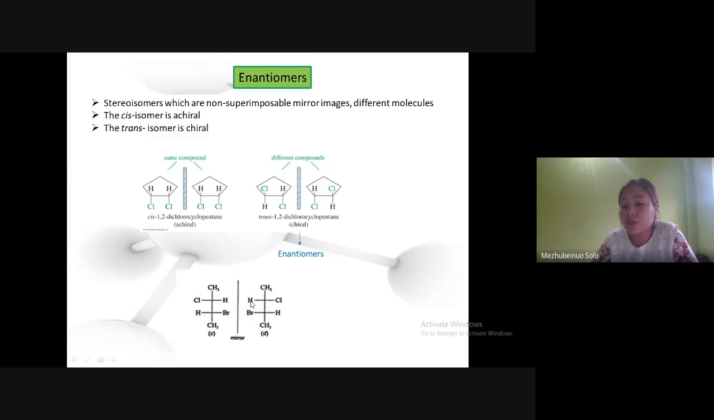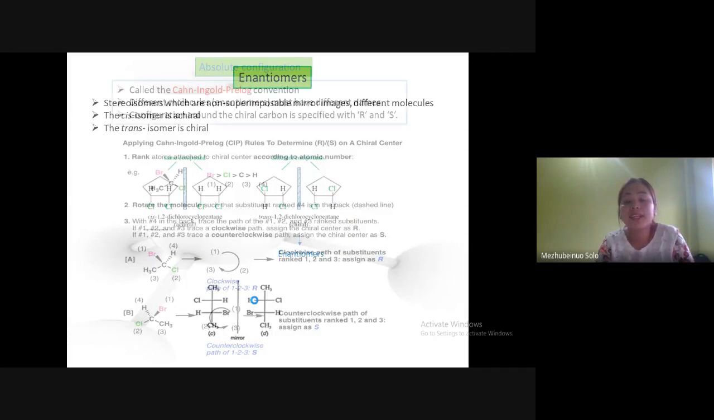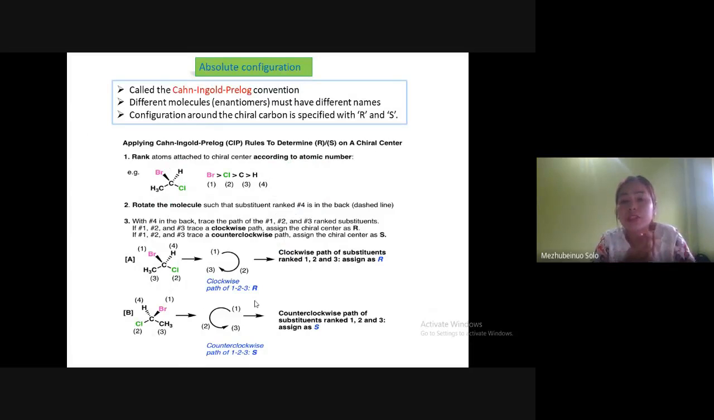So these two compounds are also called enantiomers. And since enantiomers are different compounds, they need to be distinguished by name. This is done by adding the prefix R and S before their IUPAC name. And the naming of these enantiomers is called the Cahn-Ingold-Prelog system, or the CIP system.